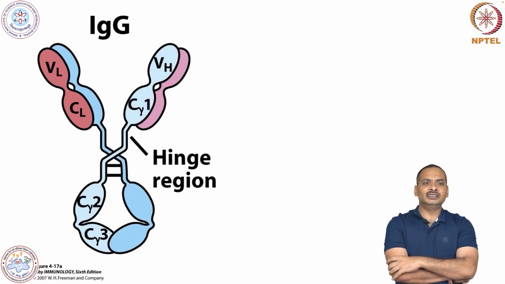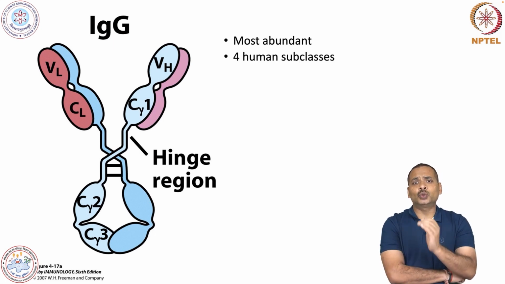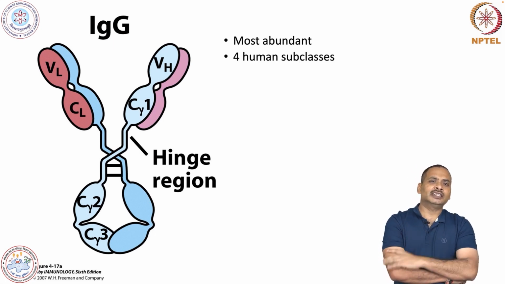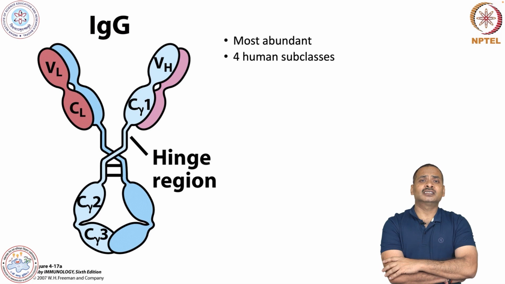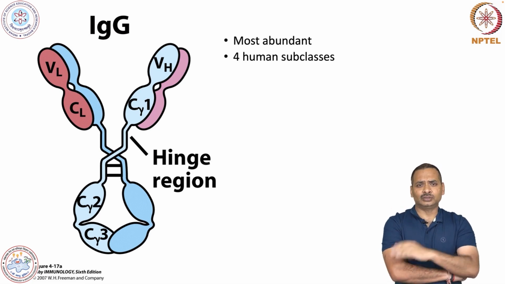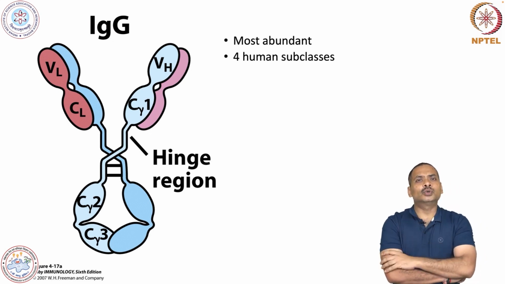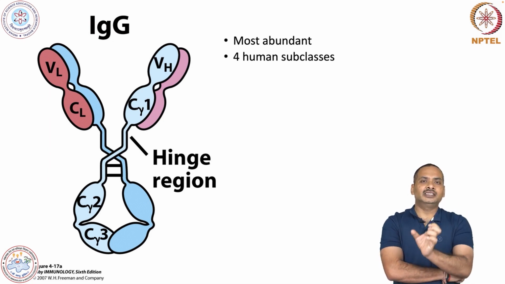Another is IgG. Here you can see that there is a very big hinge region. And it is the most abundant immunoglobulin, and there are 4 subclasses of this IgG. If you remember the previous table where the molecular formula was given, over there you have seen that there are gamma 1, gamma 2, gamma 3, gamma 4 heavy chains. So therefore IgG is of 4 subtypes, and you can call them IgG1, IgG2, IgG3, IgG4.